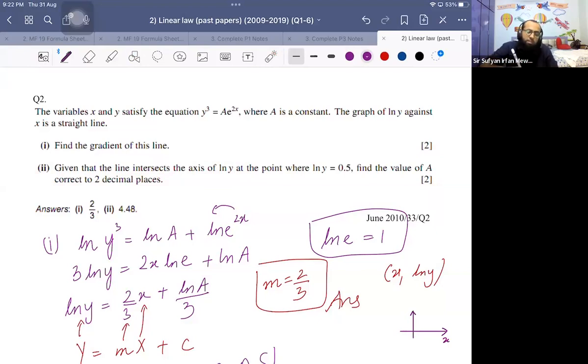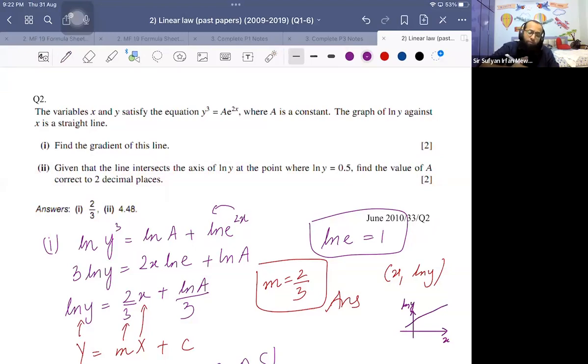So this means the point will be 0, 0.5. So we can substitute the coordinates 0, 0.5 in the equation of the line. Given that the line intersects the axis of ln y at the point where ln y is 0.5, find the value of a correct to 2 decimal places.